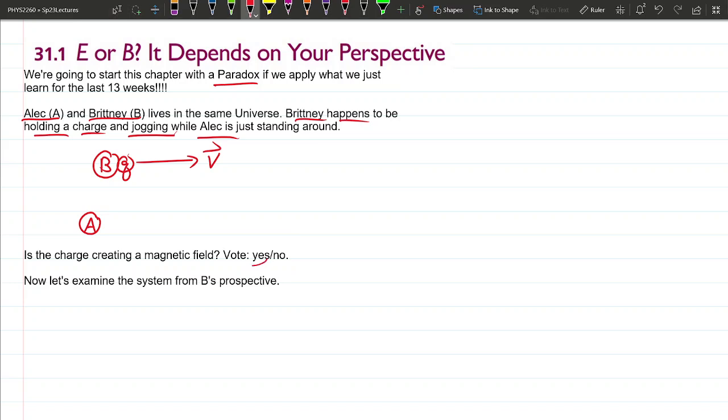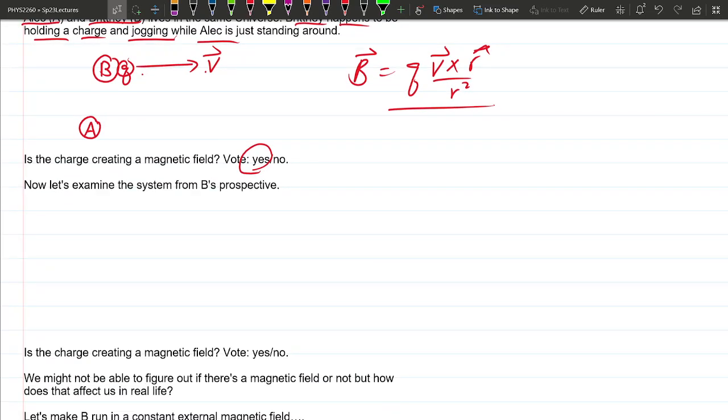In this case, there should be a magnetic field, because there's a charge that's moving. We know that to calculate the magnetic field, it's basically the charge times the velocity crossed with r hat over r squared, this complicated formula. As long as you have a charge that's moving, there should be some sort of magnetic field. So here's the conundrum, a little wrench I'm going to throw at you.